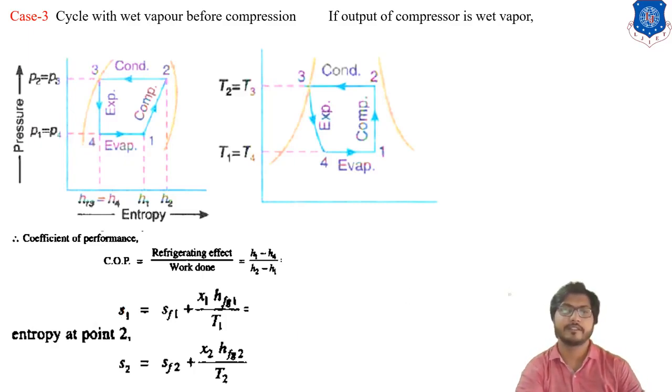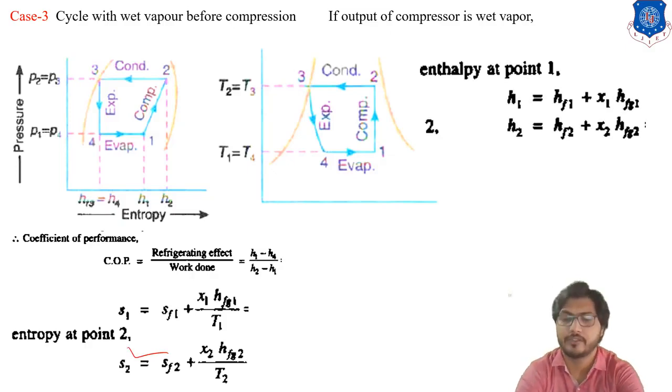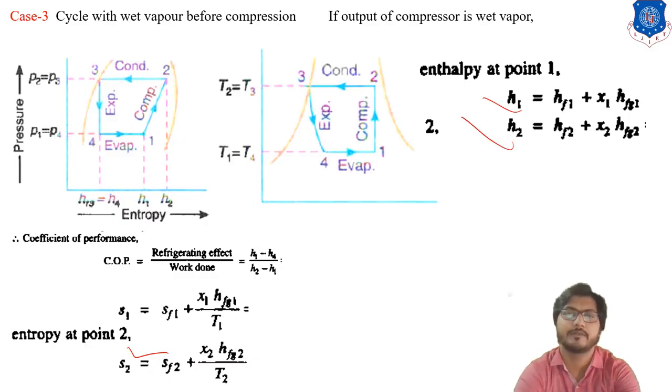Similarly S2, because it is in the dome, so S1, S2. Enthalpy at point 1 and enthalpy at point 2, H1 and H2, we already discussed both formulas. Because we are inside the dome, we calculate H1 and H2 using this formula.